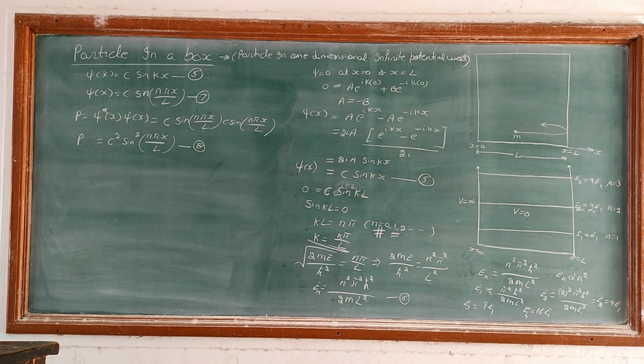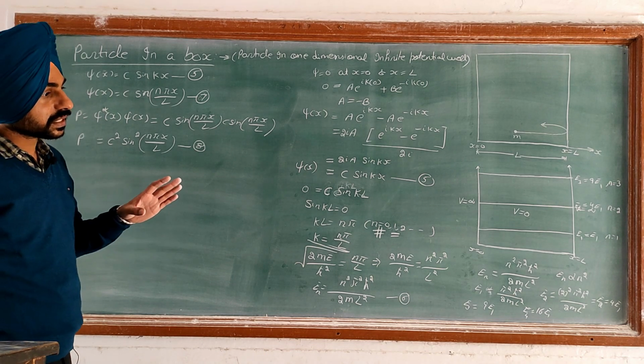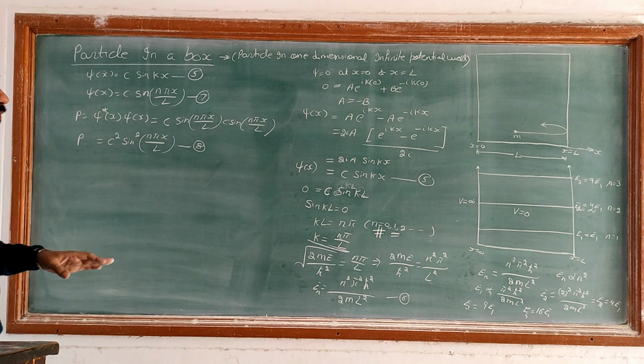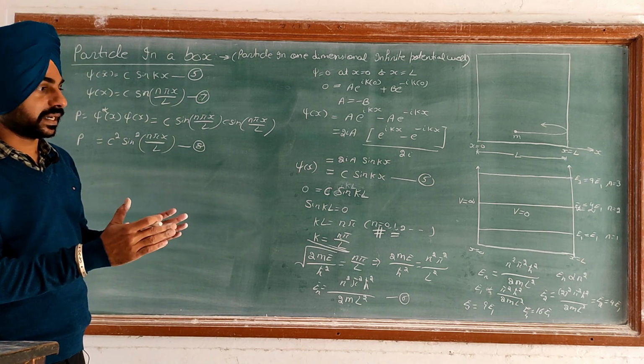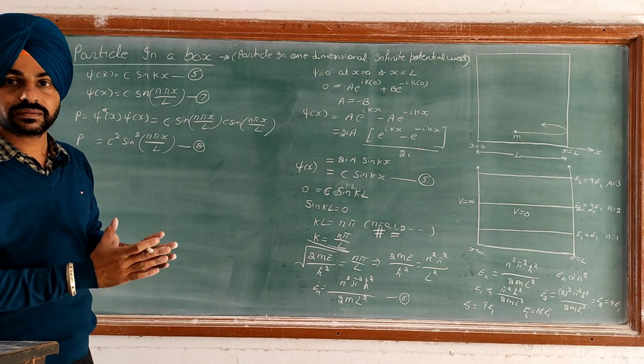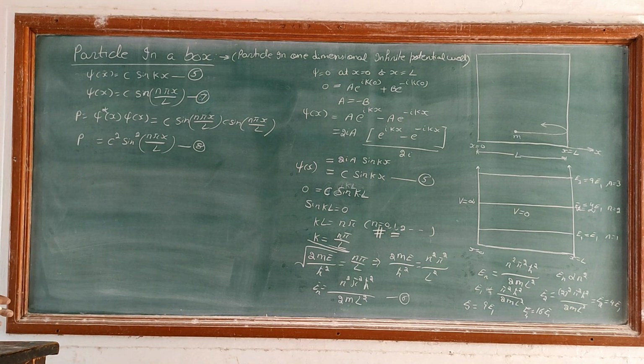Now we know the probability density between x equal to 0 and x equal to L is 1. That means the probability of finding the particle within the well is 1. That means the particle exists inside the well. So this is the normalization condition. You can go through the lecture on normalization condition.